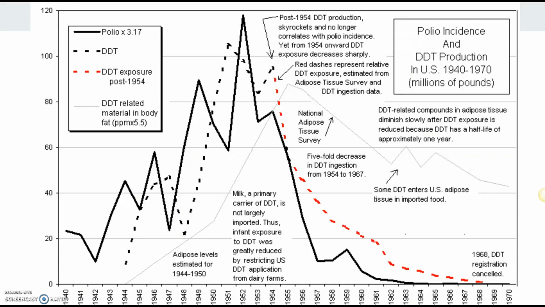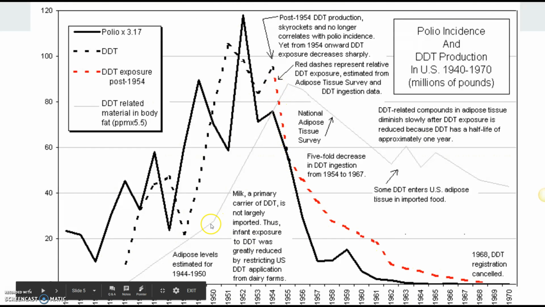Now this graph is a little busy, but it does show that DDT is a persistent chemical. So what we're looking at here, if you look at the black dotted line, the black dotted line shows the DDT exposure. At this point, 1954 is when it was banned. And so the exposure dropped.